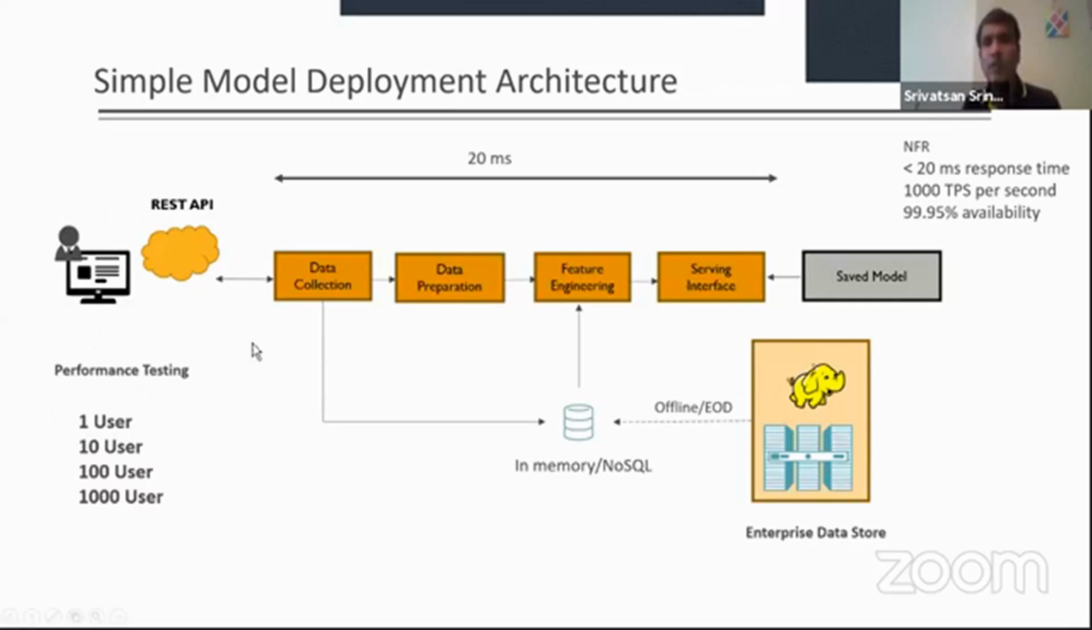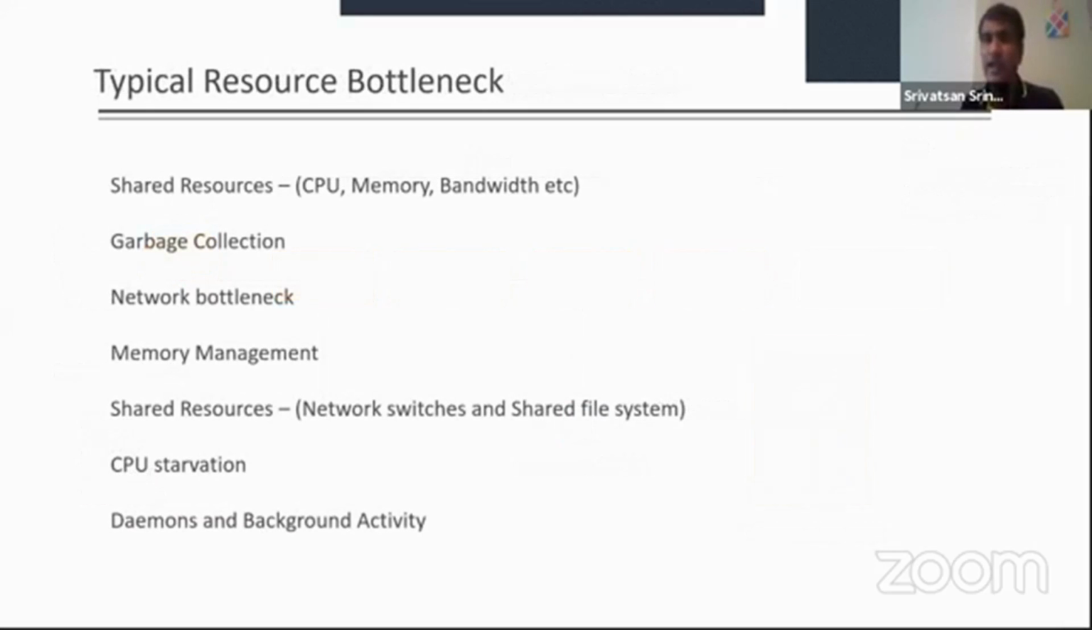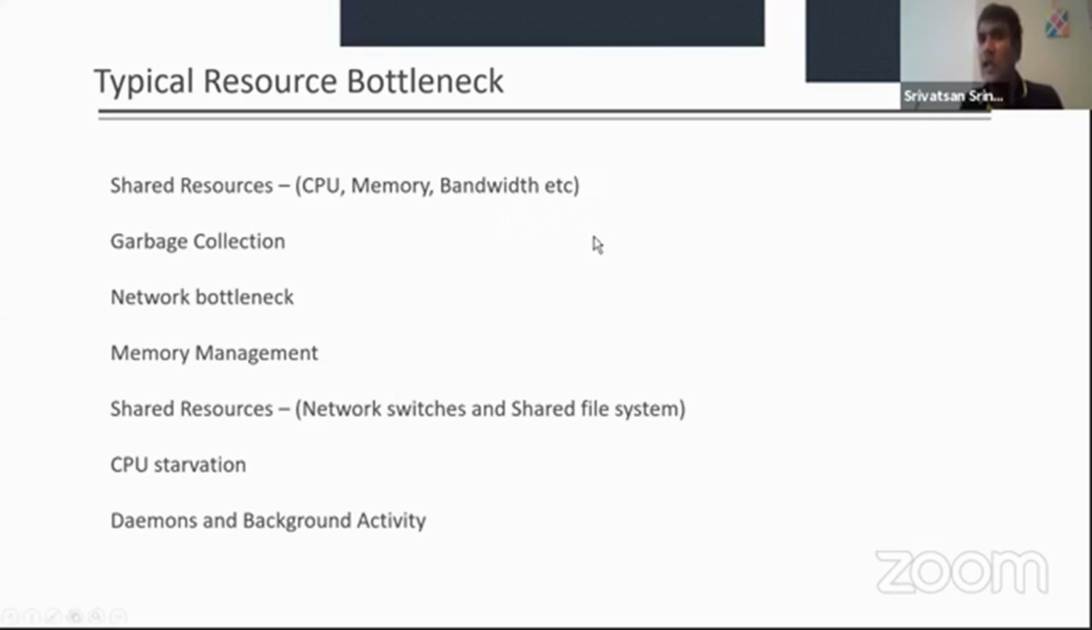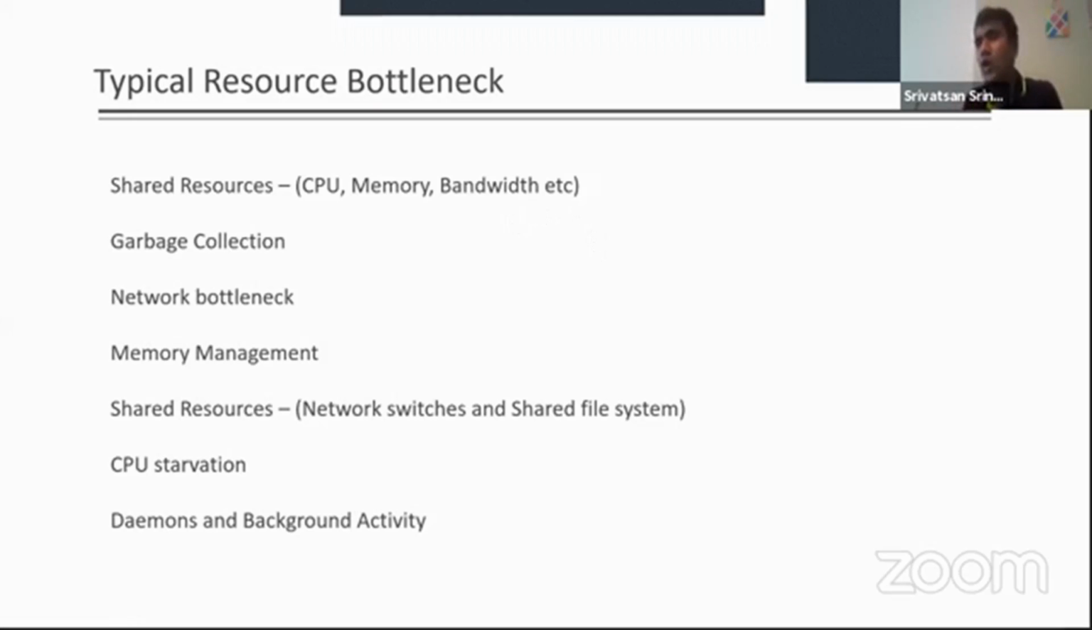So what I do is I start my performance testing. I pass 1 user, 10 users, 100 users, 1,000 users, and I start benchmarking it. What is the right number of users a single instance of my model can support? Now, what are the typical bottlenecks? The system you are running on can be a shared resource, so your CPU, memory, and bandwidth can be shared. You need to see how much it can handle with the shared resource. You can go for dedicated resources also, but the more dedicated resources you use, the higher the cost to the overall project, and cost plays an important factor.